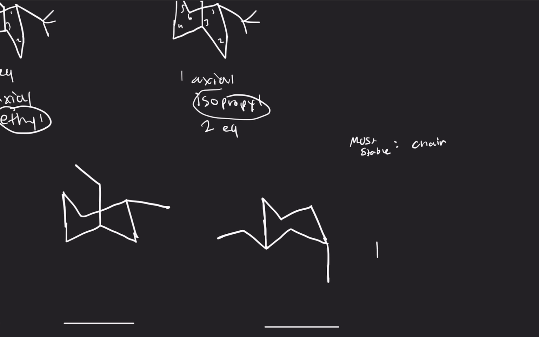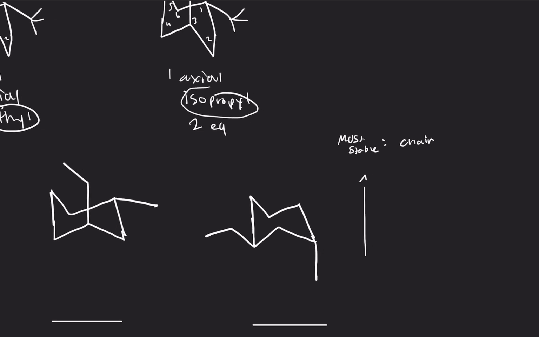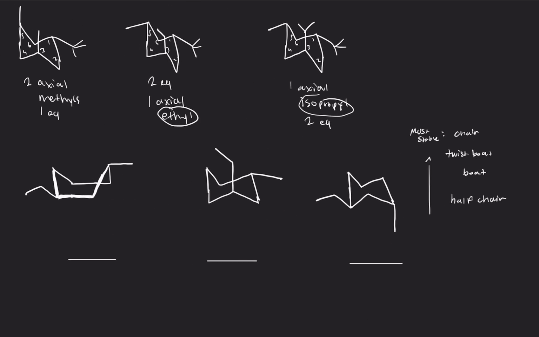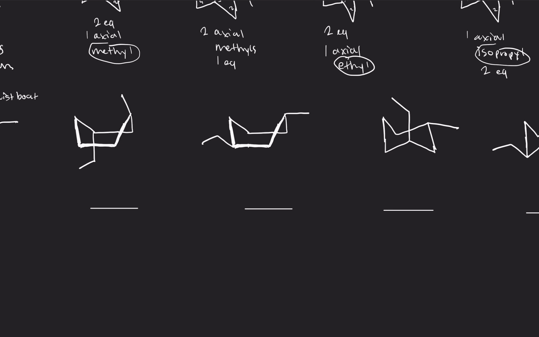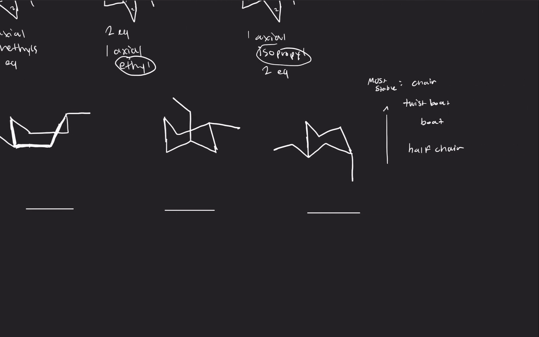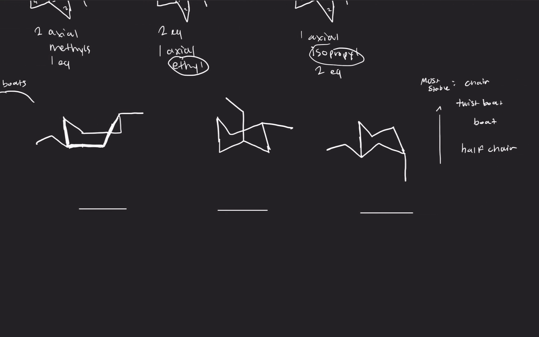After that, there's the twist boat, then the regular boat, and then there's the half chair, which is the least stable. So twist boat actually looks like this first example here. This is a twist boat. These middle two here are both boats. Okay, and we don't have any half chairs, but these last two are chairs.